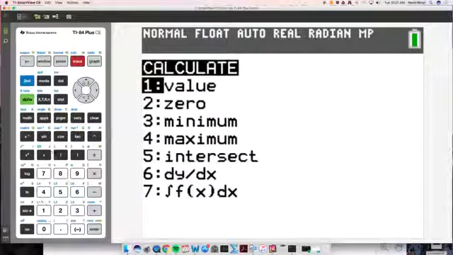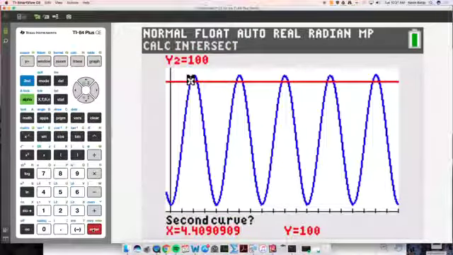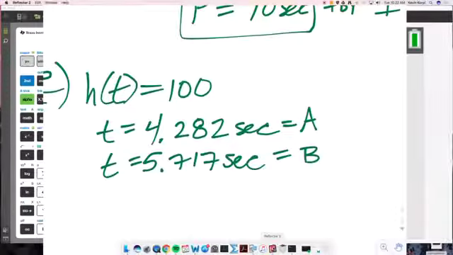So now, second trace, number 5. Enter. For your guess, scroll a little bit to the right, hit enter, and there's the second one. So on the paper, t equals 5.717 seconds. You still want to report it to 3 decimals, but now I'm going to put equals B. I'm going to store that as alpha B. So I'm going to call it B on my paper.